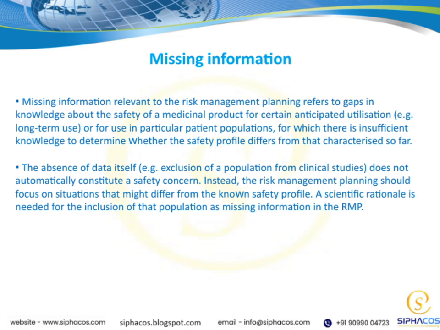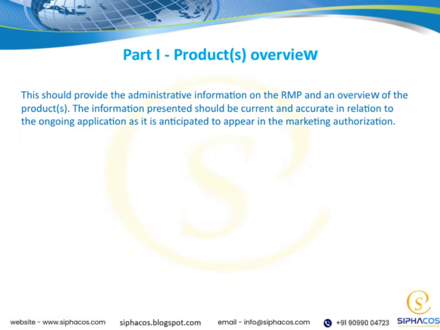So, in summary, identifying and understanding these gaps helps us ensure patient safety and guides us on where to focus our monitoring and further study efforts. It's all about proactively managing potential risks based on what we know and what we still need to find out. Now, let's look at the administrative information related to the risk management plan, or RMP, and also review an overview of the product or products involved. It's important to note that the information we present here should be current and accurate, reflecting the latest details in our ongoing application. This means it aligns closely with what we anticipate will be included in the final marketing authorization.